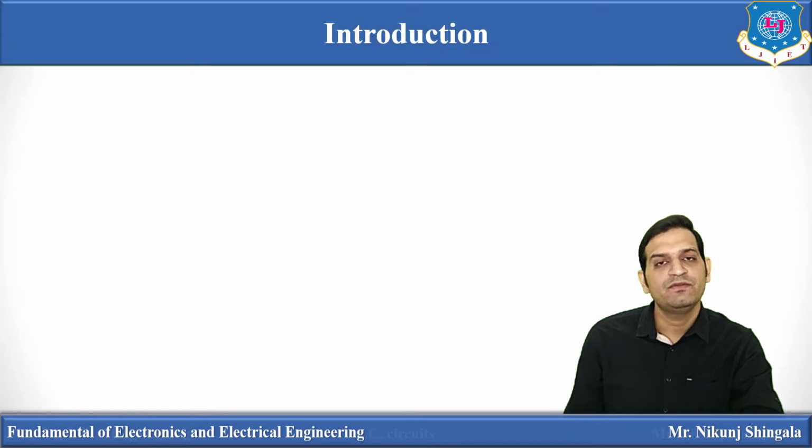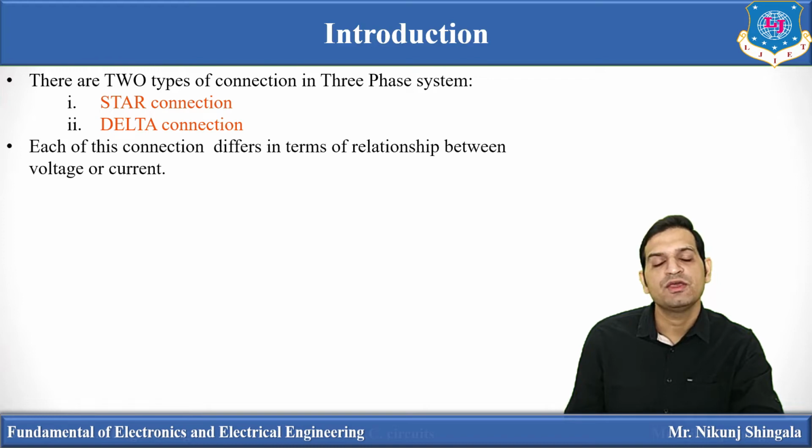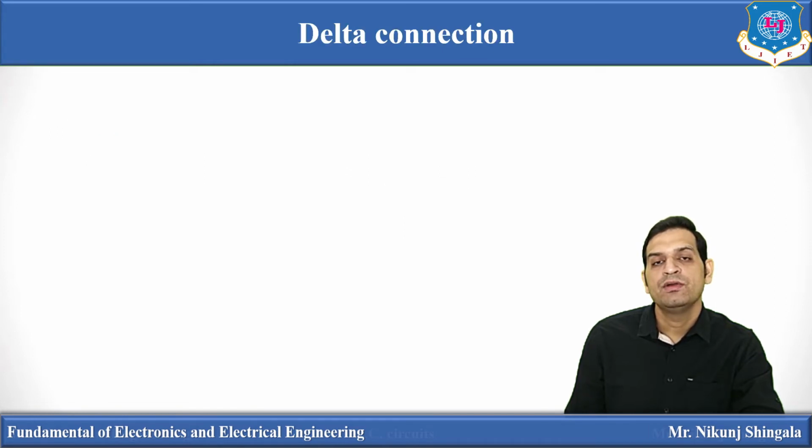Now, let us start with the two types of connection. As we already discussed in the previous video lecture, connections for a three-phase system are of two types, star connection or delta connection. Both these connections differ in terms of voltage current relationship, and both source and load can be connected either in star or delta. Now, what is the difference between star connection and delta connection?